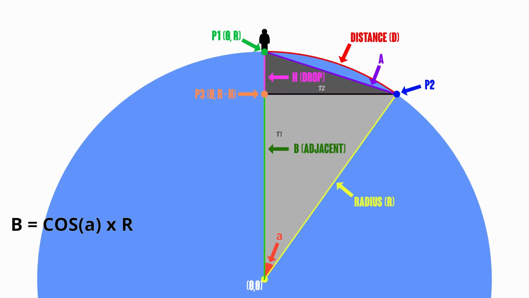So we start by saying drop h equals radius r minus adjacent side b, which is radius r minus cosine value of angle A times radius r. Making it pretty, h equals r minus r times cosine value of angle. Finally, putting the angle value, h equals radius minus radius times cosine value of distance divided by radius. So that is our equation.